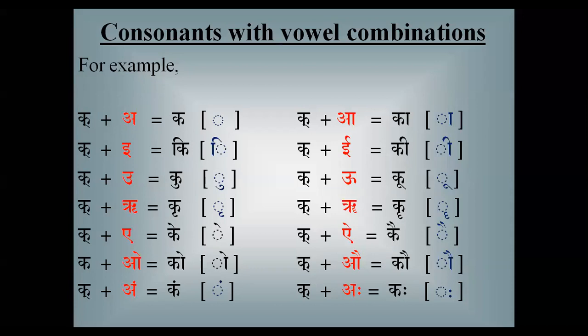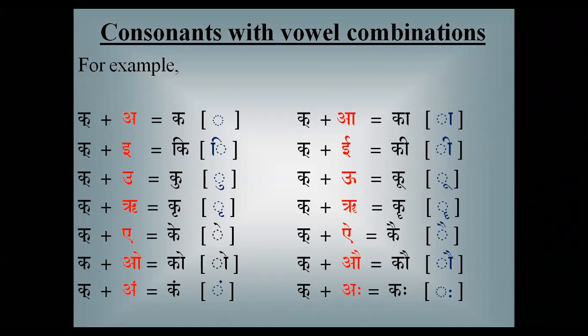The consonant, the first letter of the first class, plus the vowel r will become kr. And when the long vowel r is added, it becomes kr. I hope you are with me up to this. So ka, ka, ki, ki, ku, ku, kr, kr.